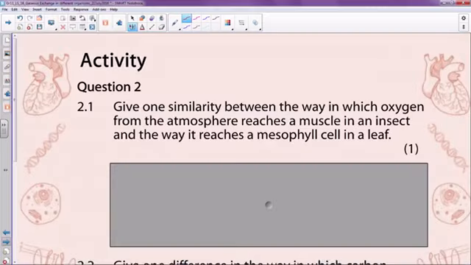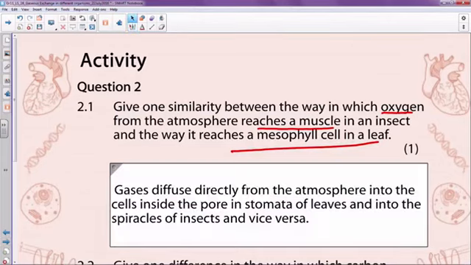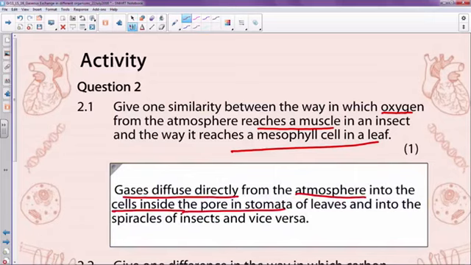Question 2.1: give one similarity between the way in which oxygen from the atmosphere reaches a muscle in an insect and the way it reaches a mesophyll cell in a leaf. So here we're comparing an insect breathing mechanism to a leaf. They're quite different, but also quite similar in that the gases diffuse directly from the atmosphere into the cells, through the pores, the stomata of leaves, and into the spiracles of the insect, and vice versa.